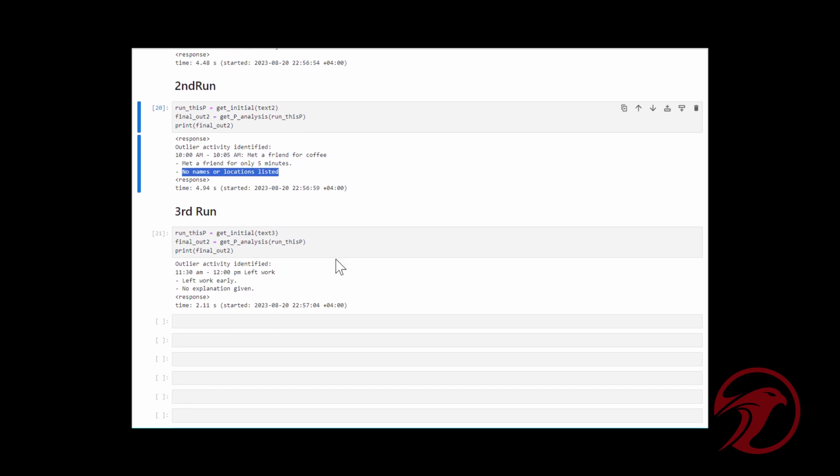And then the third one was the factory worker. The outlier activity identified was left work from 11:30 a.m. to 12. Left work early, no explanation given.